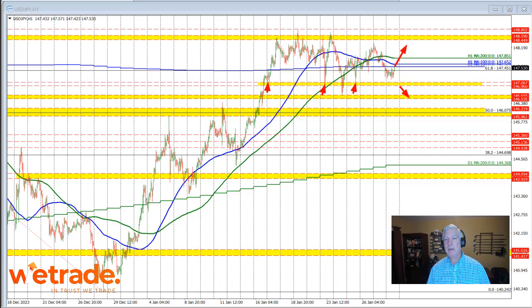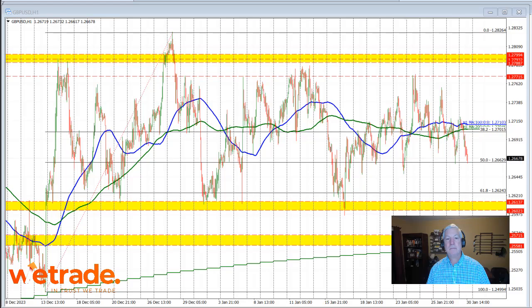Finally, let's take a look at the sterling versus US dollar. And here we're looking again at the hourly chart. We do have the Bank of England rate decision on Thursday, so keep that in mind. By the way, we also have the U.S. Fed Reserve interest rate decision tomorrow at 2 p.m. So a couple major central bank decisions ahead.